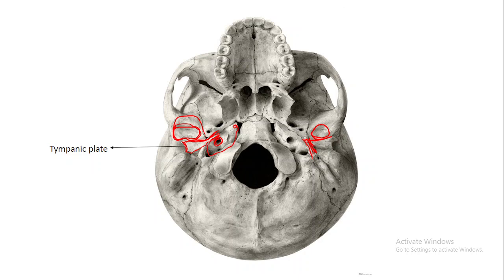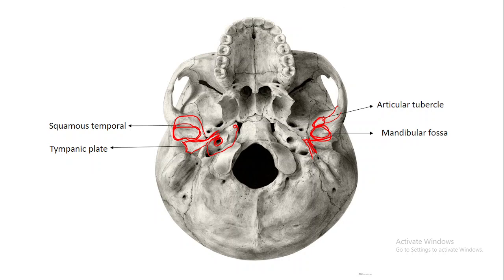Now this is the squamous temporal bone, and this is the mandibular fossa and articular tubercle. The mandibular fossa is part of the squamous temporal bone, and there is a tubercle at the anterior root of the zygoma, which is called the articular tubercle. It is a projection in front of the mandibular fossa.